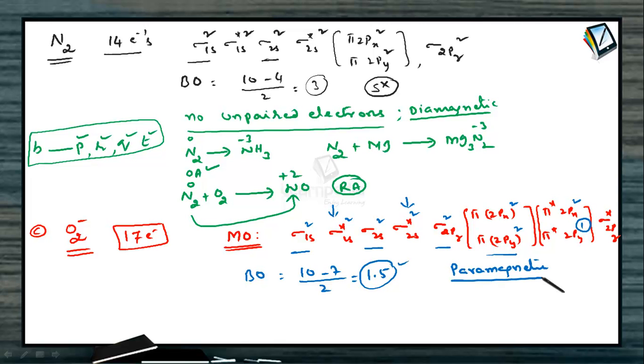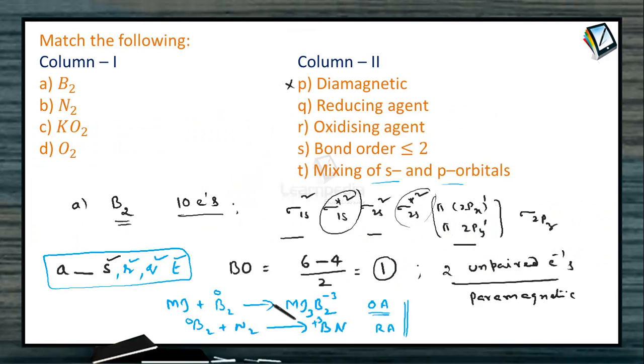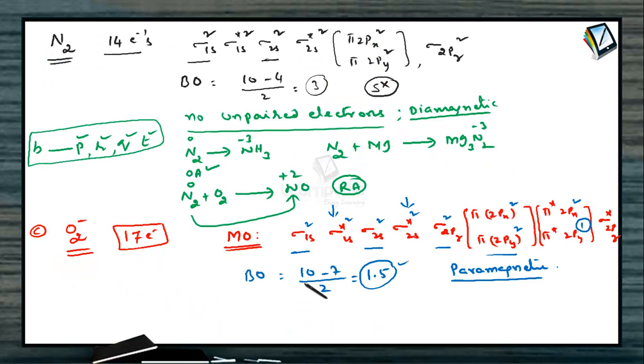So when we see the options, we have diamagnetic character is not there, so P is ruled out. Bond order we got 1.5, so S is right. So for C we have S right, P is wrong. And then oxygen with the negative charge can react, KO2 plus water can give KOH, H2O plus half O2.